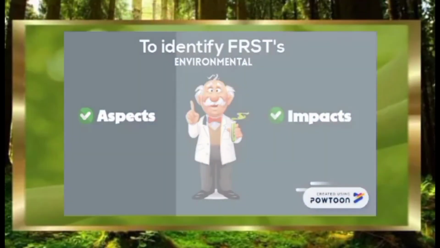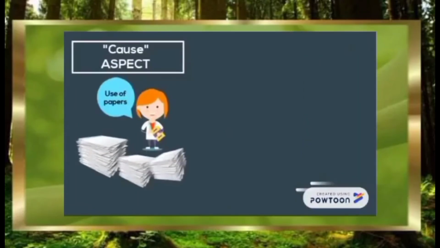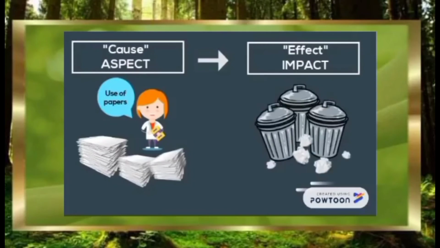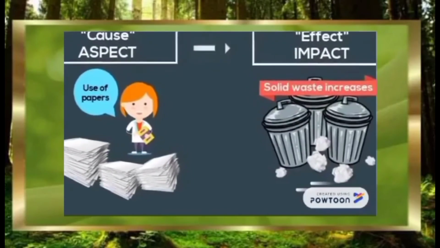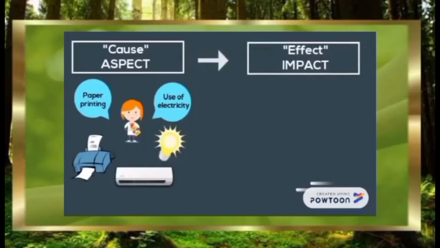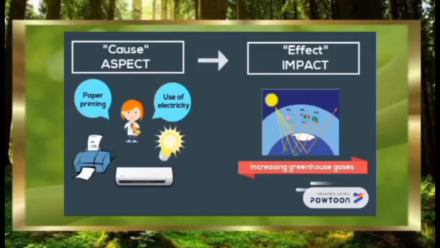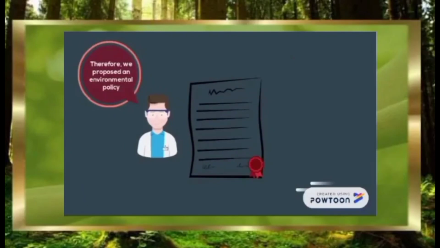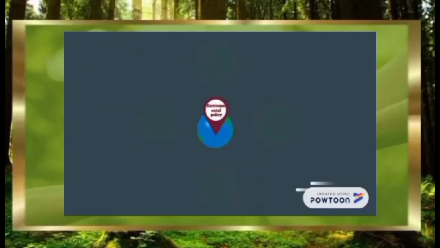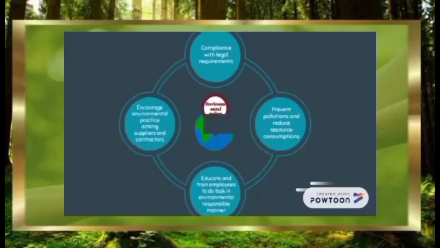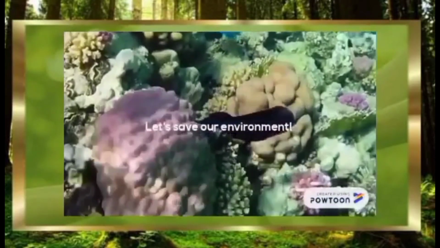Aspects and impacts. Aspect: using more paper. Impact: solid waste increases. Aspect: paper printing and usage of electricity. Impact: increasing greenhouse gases. Therefore, we propose an environmental policy. Environmental policy: compliance with legal requirements, prevent pollution, educate and train employees, encourage environmental practice among suppliers and contractors. Let's save our environment.